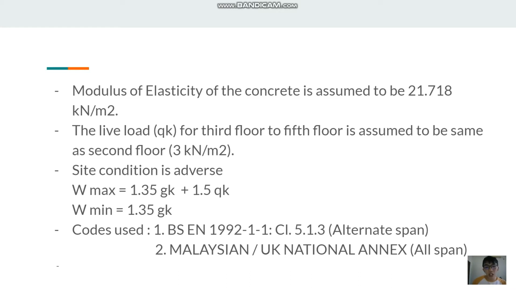Another code is the Malaysian UK National Annex. This is for the condition of all spans loaded. So these two could be used, and the load combination is used between these two, where we do the alternate span first and then continue with the all span loaded condition, and the bigger value will be taken as our result for those analyses.